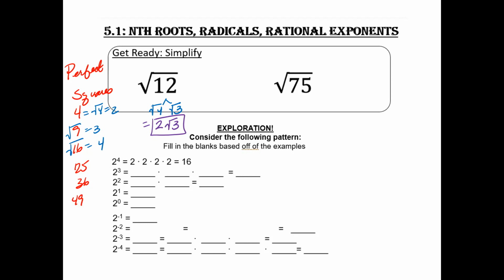Now take a look at the 75. So what times what gives me 75? Maybe I can include either a 4, 9, 16, 25, 36, or 49 in there. Which of those numbers that I just circled in orange is a factor that will give me 75? So think about that.